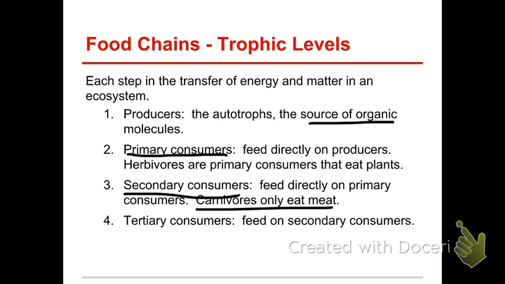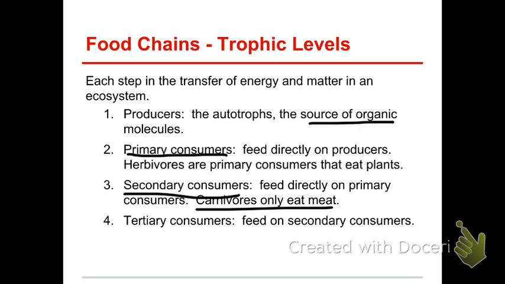Secondary means the second consumer feed directly on the primary consumers. These are your carnivores. They eat only meat. But again, what else could be a secondary consumer? Omnivores. We could be a secondary consumer if we're eating a chicken for dinner, or we could be a primary consumer if we're eating salad for dinner. Depends on what you're eating at the time.